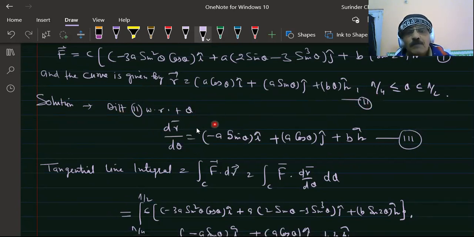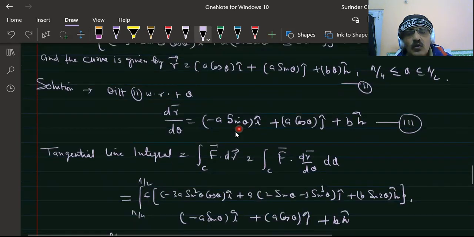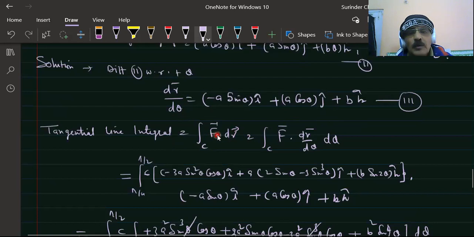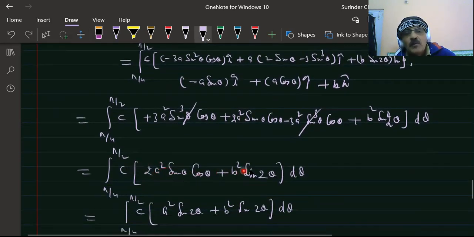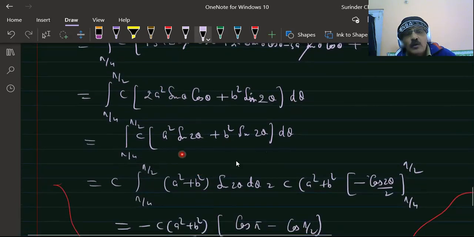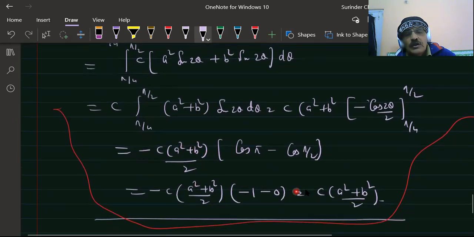Differentiating, we get dr by d theta. Now dr can be converted into this form: dr is equal to dr by d theta times d theta. You substitute the derivative of this parametric form with respect to theta. Now substitute F and dr by d theta and simplify it, find the dot product, and the integral will become a function of theta only. Now evaluate the integral, and this is the value of the tangential line integral. Thank you.